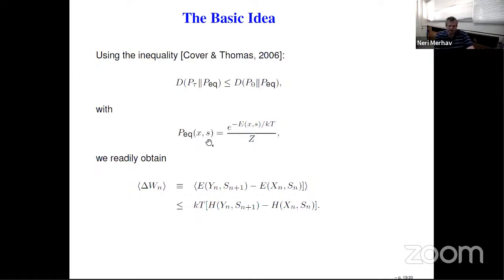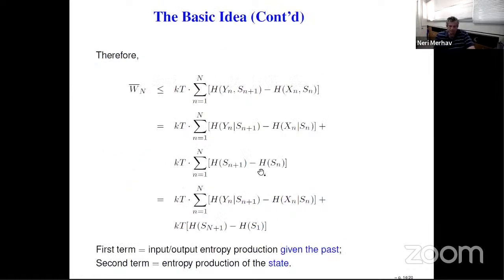So if the equilibrium distribution is the canonical one, and we plug it into this inequality, we obtain right away an inequality concerning the energy change, or the work that you can extract, in terms of the difference in entropies. But here it's not the same as before. Here, these are entropies that involve not only the input and the output, but also the state of the system, as you can see. And that's a big difference. And this was for one cycle.